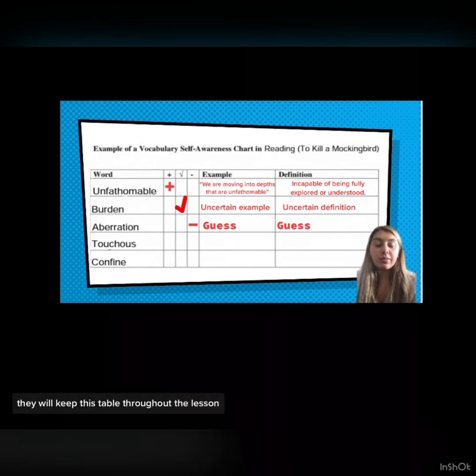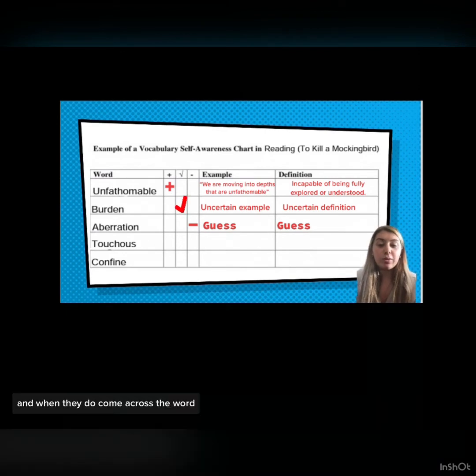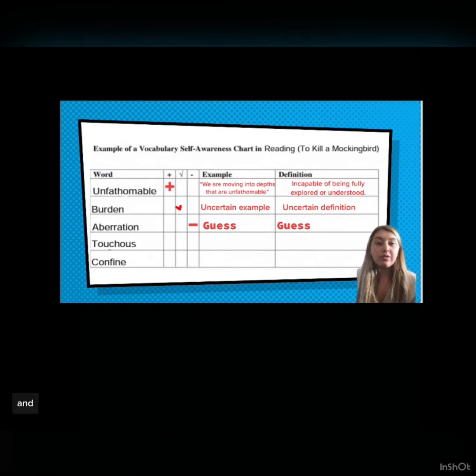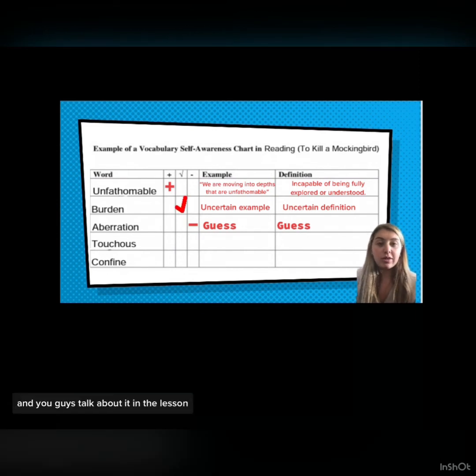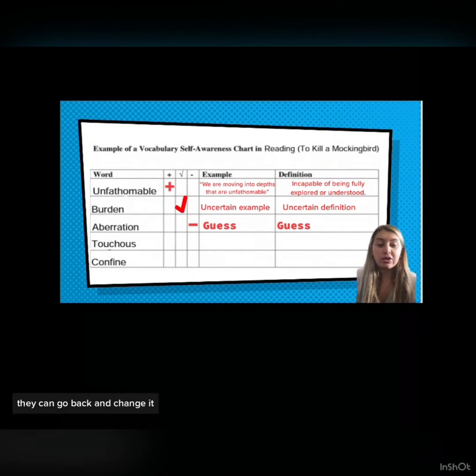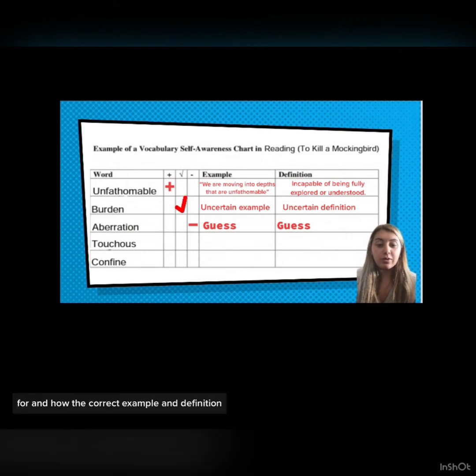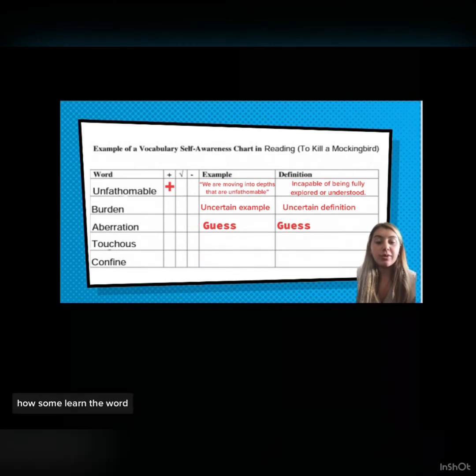They will keep this table throughout the lesson, and when they do come across a word and they see it in an actual sentence and you guys talk about it in the lesson, they can go back and change it and have the correct example and definition. Them looking back at the chart multiple times helps them learn the word.